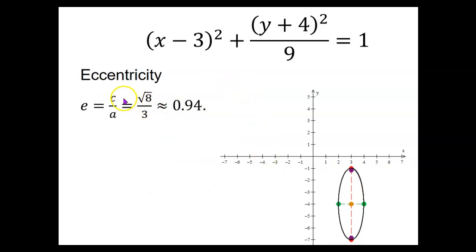The eccentricity is c over a. Here that's the square root of 8 over 3, which is approximately 0.94. That's a fairly large eccentricity. So we do have a fairly elongated ellipse. It is a lot taller than it is wide. And to actually draw the ellipse itself, that's pretty easy once we have the major and minor axes, because we just make a round curve that goes around the ends of those axes and looks nice and symmetrical.